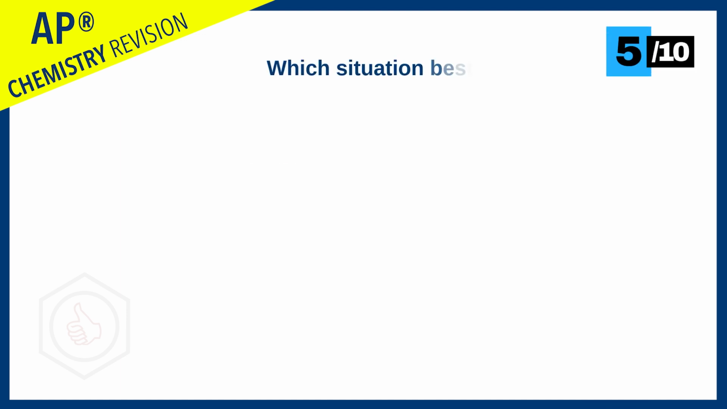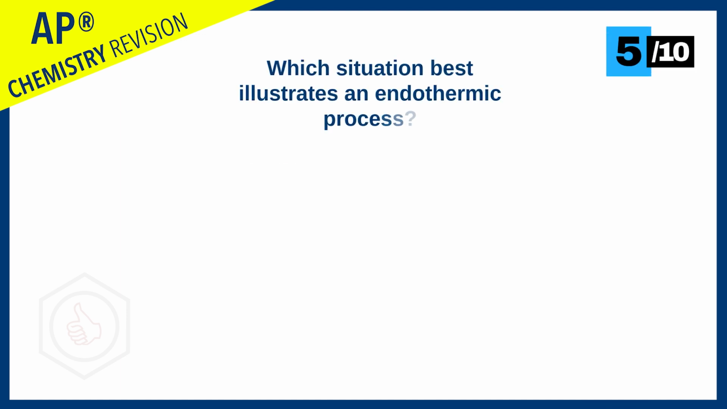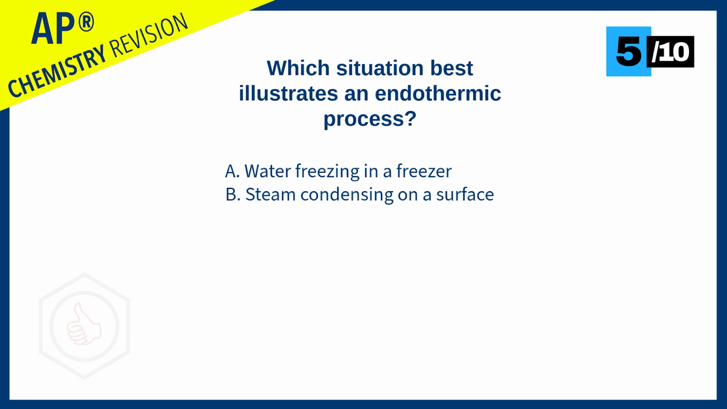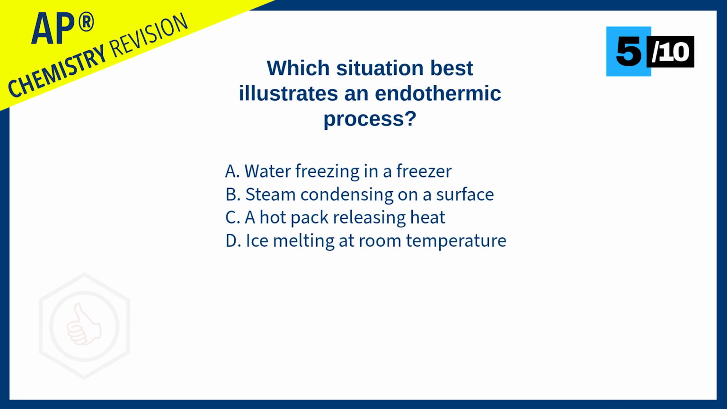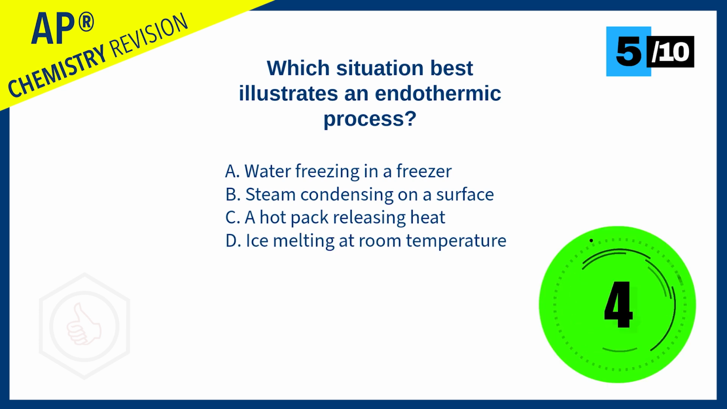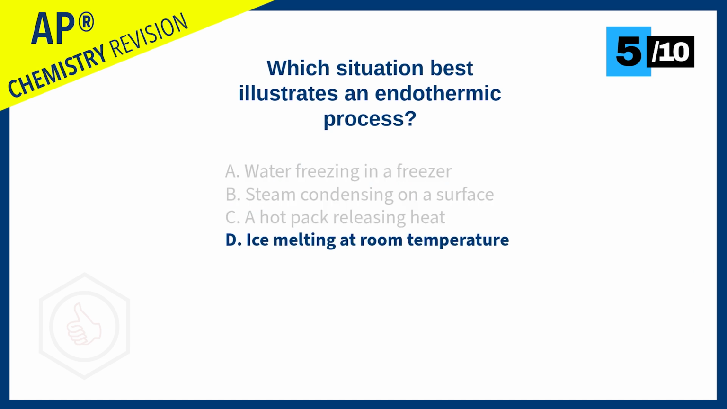Which situation best illustrates an endothermic process? Water freezing in a freezer, steam condensing on a surface, a hot pack releasing heat, or ice melting at room temperature. The answer is ice melting at room temperature, because in order for the ice to melt, it has to absorb energy from the surroundings, meaning its energy goes up, a positive energy change, an endothermic process.